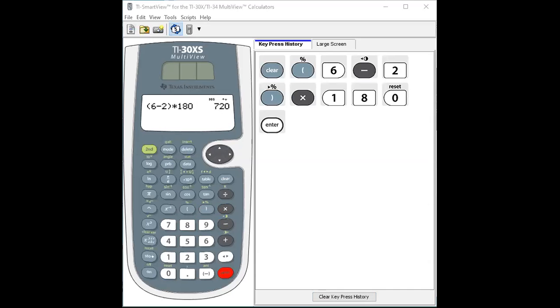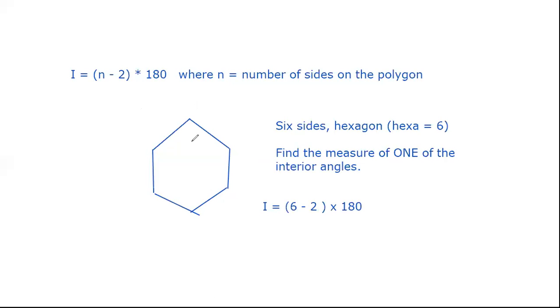So inside this shape all of these angles total up to 720 degrees. I think I said that the big I was the measure of one, and I'm sorry, that's not what the big I is. That's the sum of all of them.